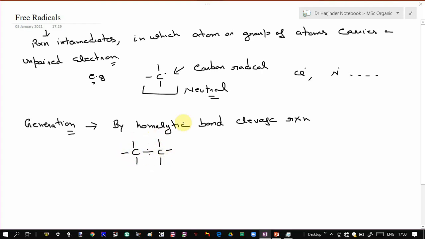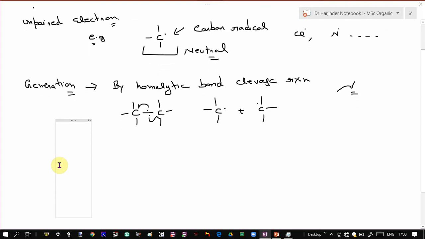Now in homolytic bond cleavage, what happens? This bond pair of electrons is equally taken by these two atoms. So one electron goes to this carbon and another electron goes to this carbon. So you get two carbons with unpaired electrons, which are free radicals. Now the movement of single electrons is always denoted by a half-headed arrow. So you have to draw the movement of these free radicals by half-headed arrows. This homolytic bond cleavage can be achieved by various methods.